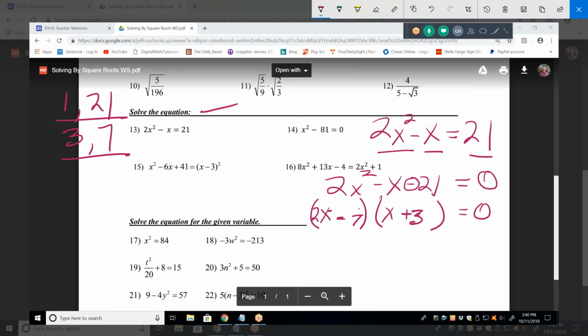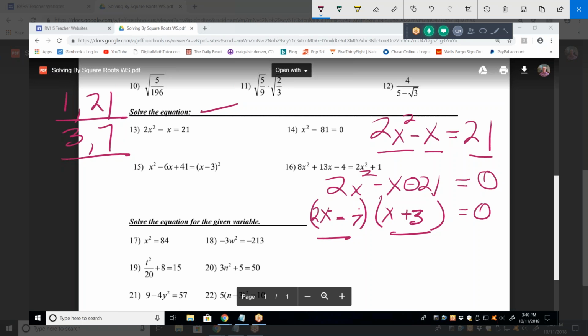Solve the equation. Well, I got this quadratic down to 2 linear factors. That's a linear factor times that linear factor equals 0. So what's my next step? Just to solve it? Doing what? You have to recognize one very important fact of algebra. When you have 2 things multiplied together and they're equal to 0, one of them has to be 0.